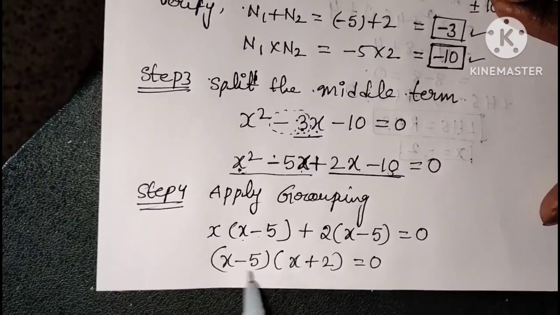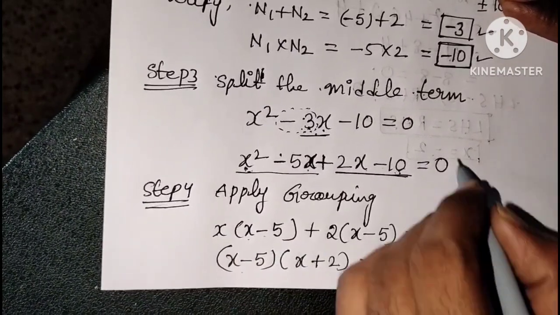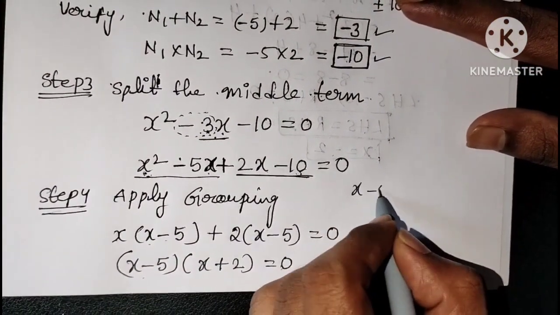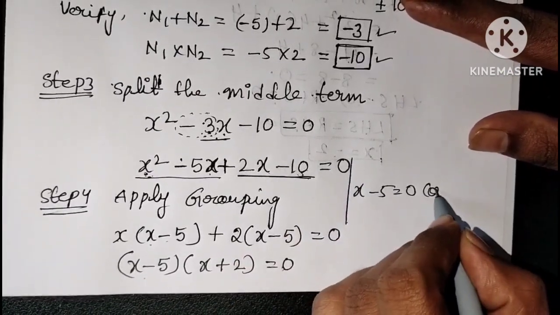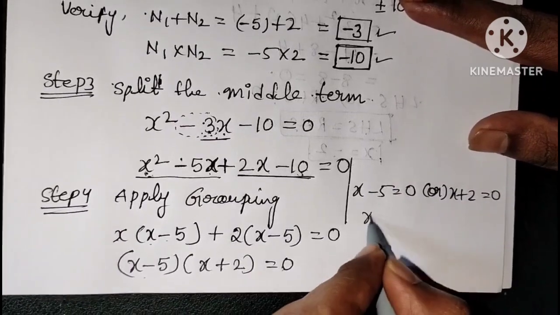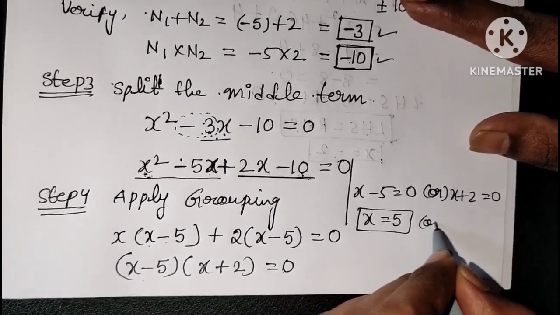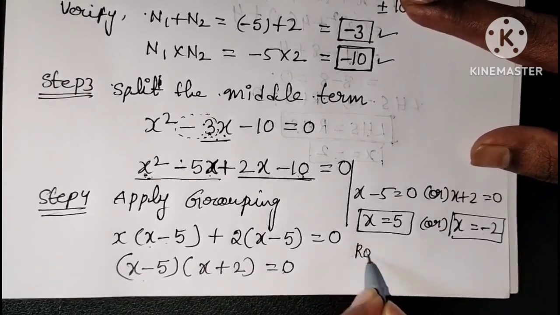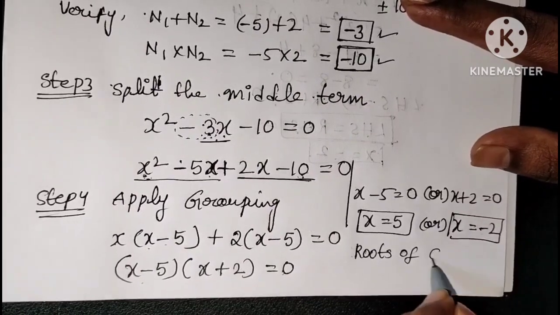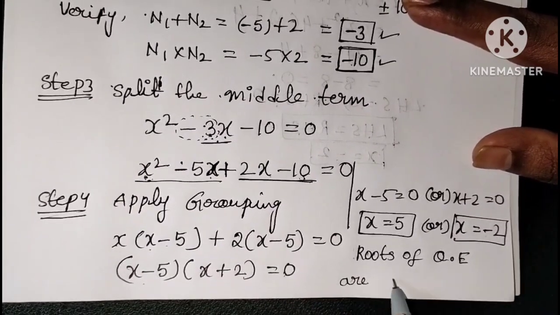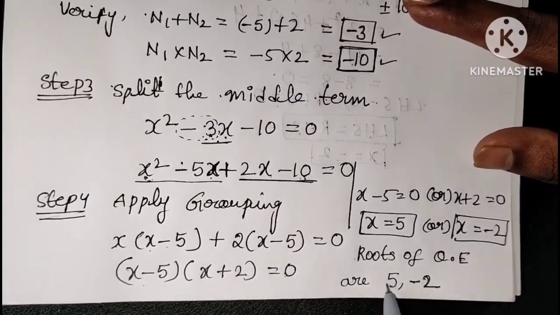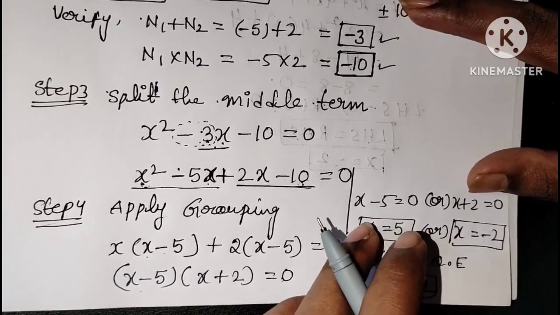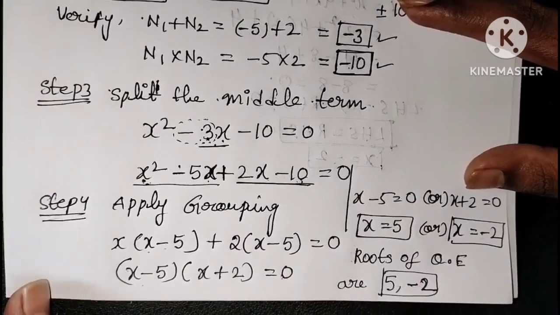This product is equal to 0. This product ఇప్పుడు equal to 0 అవుతుంది. Either x minus 5 is equal to 0 or x plus 2 is equal to 0. Now x is equals to plus 5 or x is equals to transpose plus 2. Positive 2 becomes negative 2. Therefore, roots of quadratic equation are 5 and -2 or -2 and 5. Okay, na? So this is the procedure to solve any quadratic equation using factorization method.